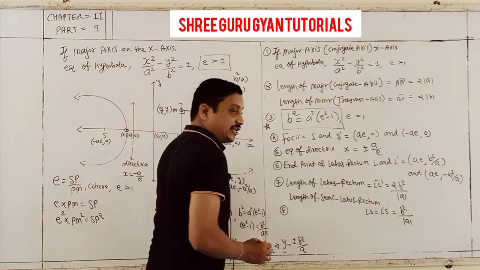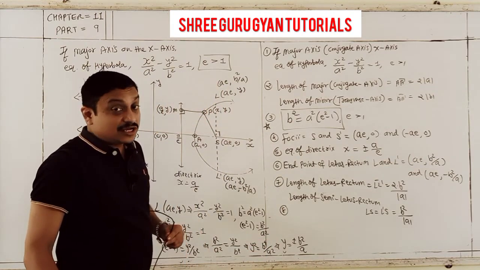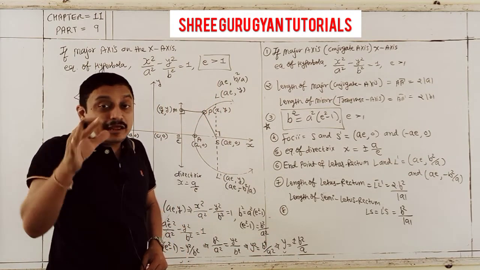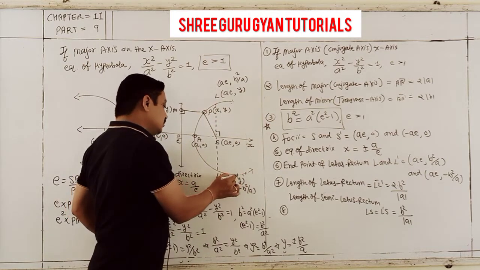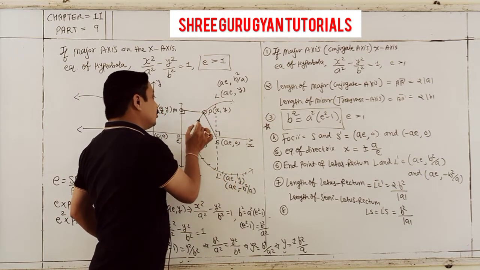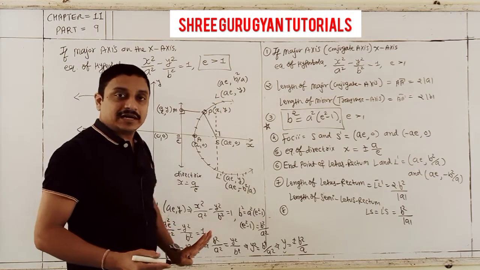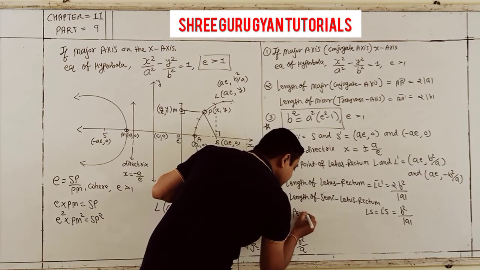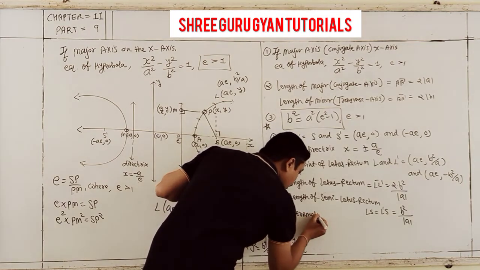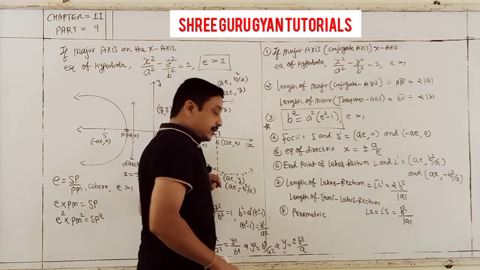Now point number 8, it is a parametric point. So this parametric point means many points on this hyperbola. Many means all points, one by one. These all points I cover in these parts. Yes, parametric points.